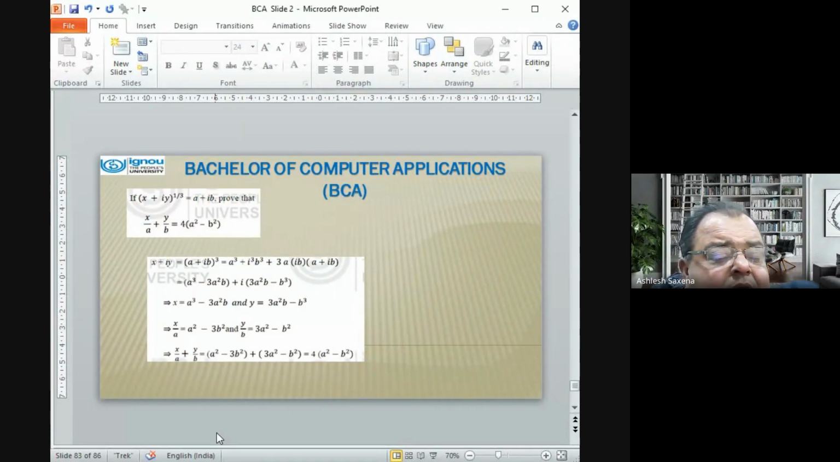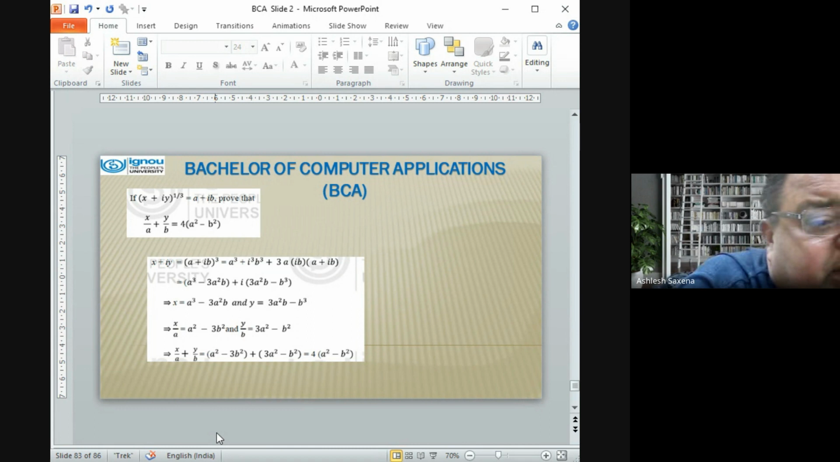(x plus iy) power 1 by 3 is equal to a plus ib. Then you have to prove that x by a plus y by b is equal to 4 times a square minus b square. Whenever we get this type of problem, first of all reduce that power 1 by 3. This can be done by cubing it. So when we cube both sides, 3 by 3 power will be 1. So we will have x plus iy is equal to (a plus ib) power 3.